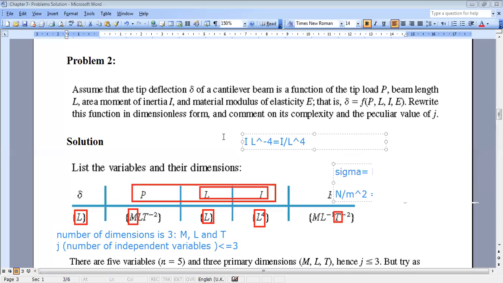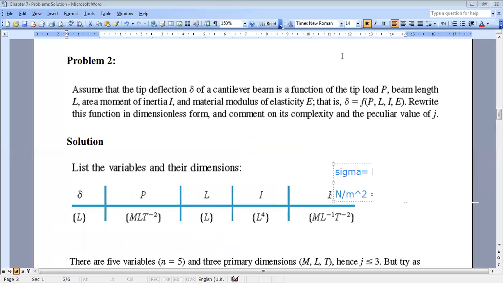Let us try another combination. If I choose, for example, delta P and L, it also will not work because delta P and L form together a group. If I take delta P over L, this is a group. So these 3 are not independent. Whatever combination of 3 variables you try, you will not be able to say that they are independent, because you will always find a group if you use 3 variables.